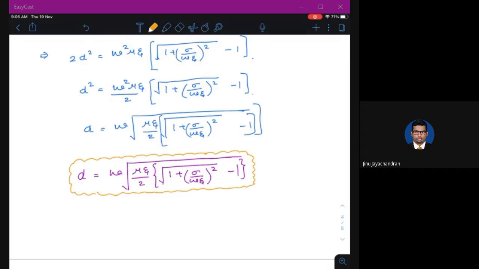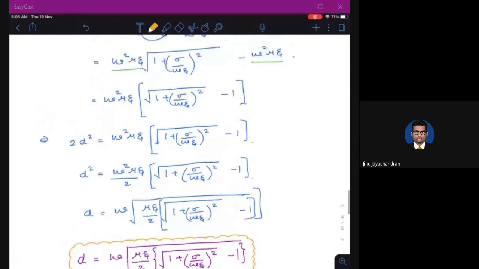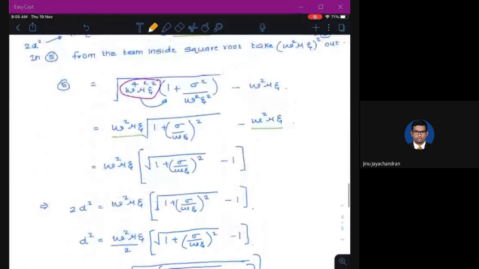I hope you have understood this. This is a bit of a derivation. The only thing you might get confused about is this part, when you take omega raised to 4 mu square epsilon square out, how is the expression coming? But I think if you just write it down, you will understand this. You can just take it inside and verify.